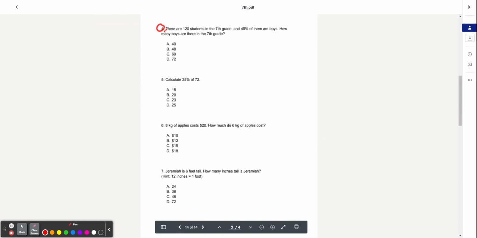Let's get 4. There are 120 students in the 7th grade, and 40% of them are boys. How many boys are there in the 7th grade? So we know that 40% is 0.4 when it is converted into a decimal. That means you can just multiply this value by 120 to get the number of boys in 7th grade. And 0.4 times 120 is 48. So B is our answer.